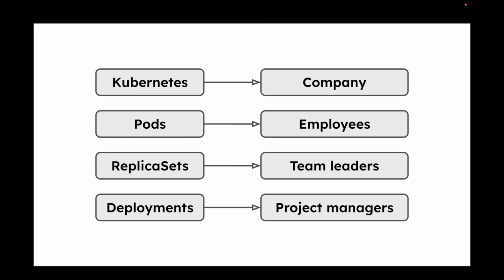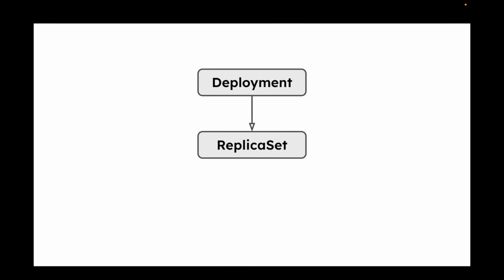Now, this is how your deployment works, and this is very important to understand. Deployments do not manage the pods directly. Instead, deployments manage the replica sets, and replica sets in turn manage the pods. So your deployments never interact with your pods directly. They always create your replica sets, which in turn will create your pods. This design allows Kubernetes to perform safe upgrades and instant rollbacks.